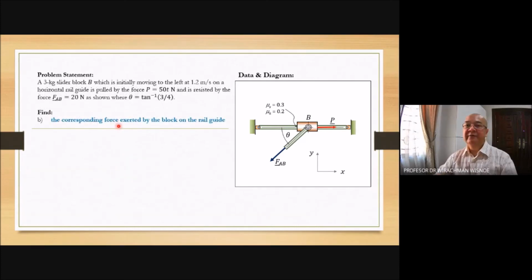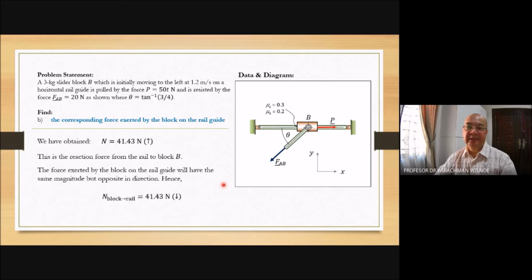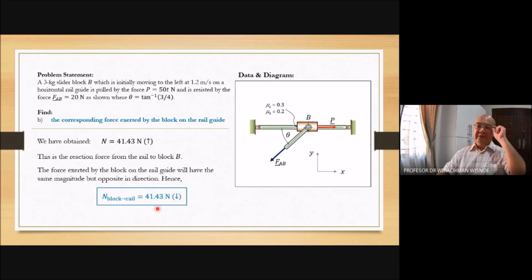The corresponding force exerted by the block on the rail guide, so that is the normal force. We have calculated the reaction force from the rod to the collar. That is the reaction force from the rail to the block. The force from the block to the rail will be the same magnitude but opposite. So you have a value 41.43 Newton but directed downward.